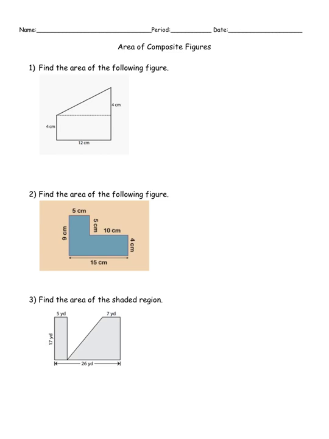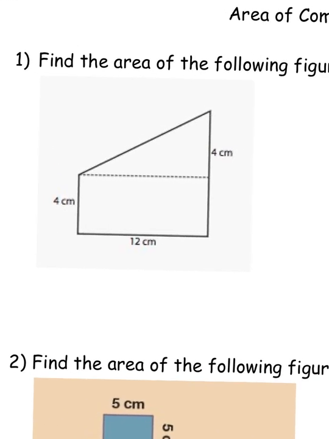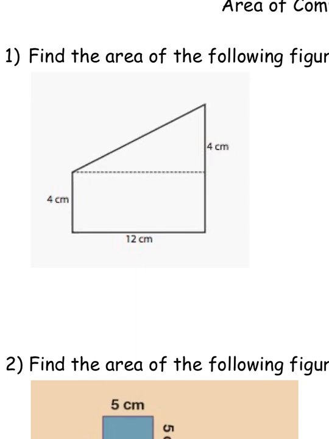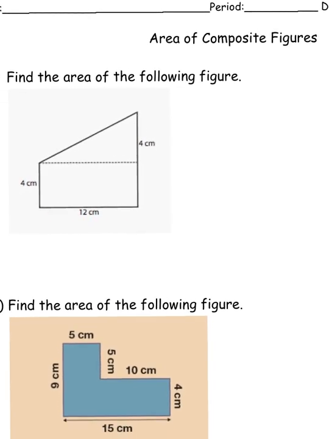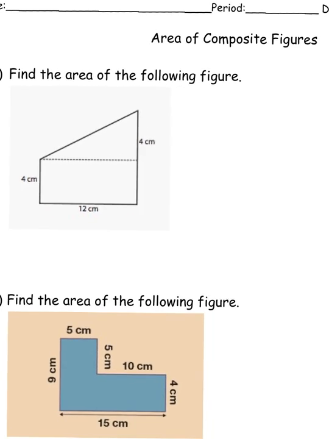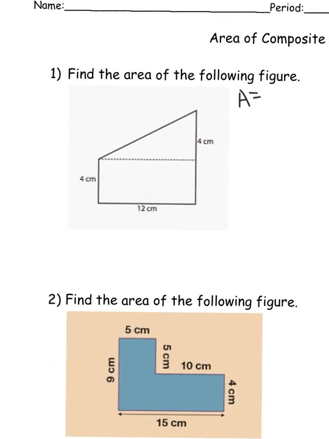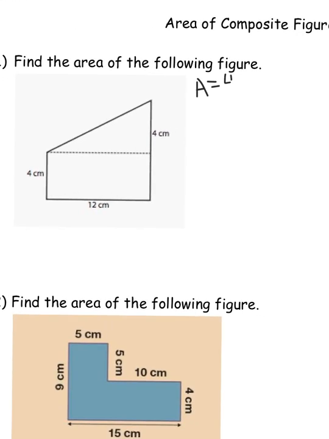All right, with number one, it's pretty straightforward because the line is drawn in for you to show you how that composite figure could be looked at. So when we look at number one, what we see is a rectangle and a triangle, and those two pieces are put together. So I'm going to find the area of my rectangle first. So the area is going to equal base times height, or 4 times 12, and that's going to be 48 centimeters squared.